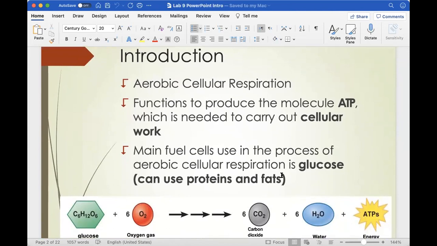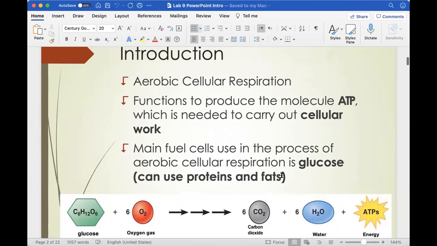Aerobic cellular respiration functions to produce the molecule ATP, which is energy needed by all of your cells. It's needed to carry out all cellular work in the body, whether that's make proteins, create concentration gradients, and so on. The main fuel cells used in the process of aerobic cellular respiration is glucose. So here is the equation for cellular respiration. It uses glucose and oxygen to create carbon dioxide, water, and energy.